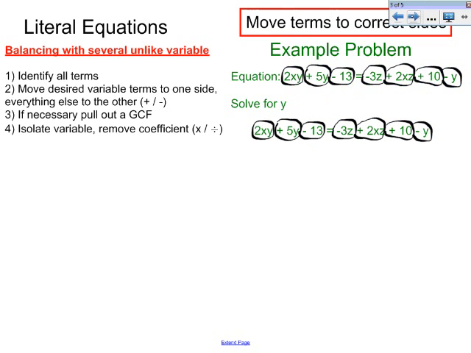Alright, now your goal is to get all the variable we're looking for on the same side. So we have to move all the y terms to the same side. I like to move my y's, or the variable I'm looking for, to the left, and everything else to the right. Now remember, you move things by adding or subtracting. Alright, so in this case we're going to draw the balance line.